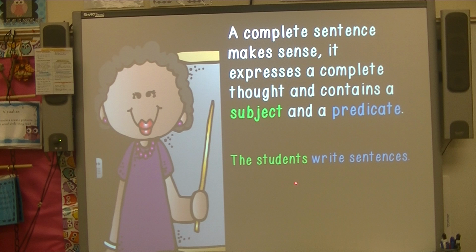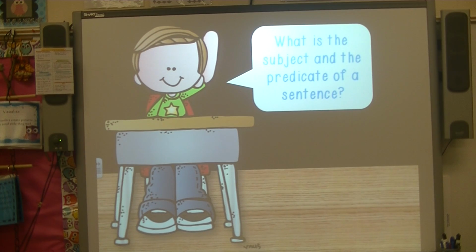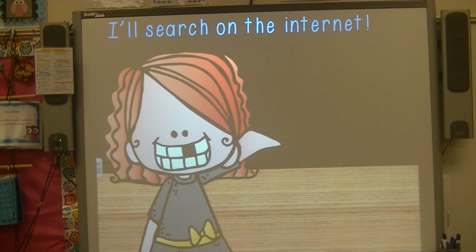The students write sentences. They send kind text messages. What is the subject and the predicate of a sentence? I'll search on the internet. She's so cute.